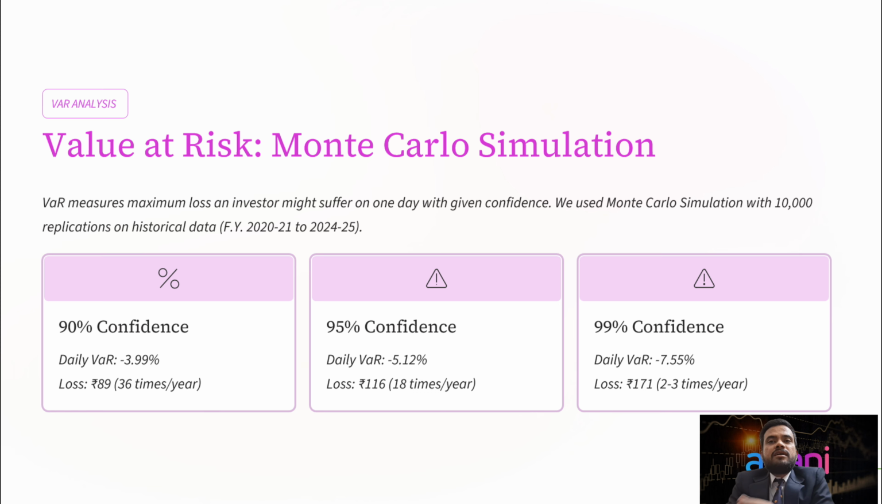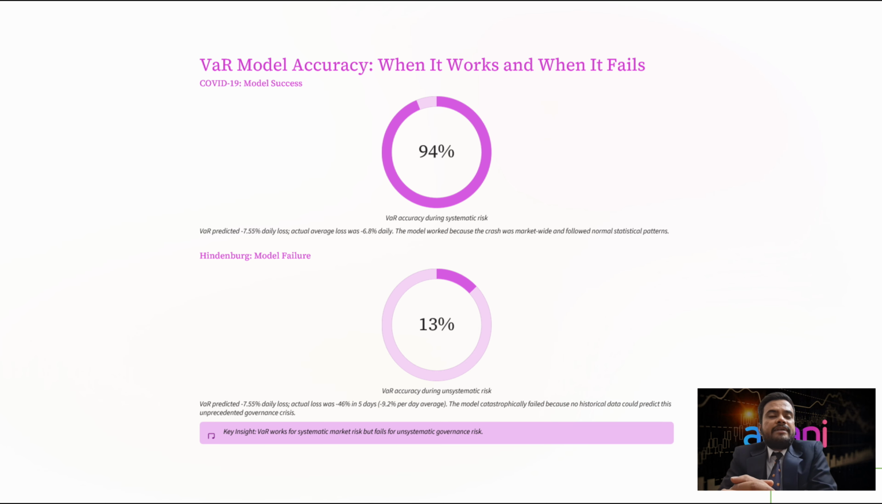Next is unsystematic risk, which is company specific risk. This includes governance issues, management decisions, regulatory concerns, and investor perception. Unsystematic risk was 14.11%, which accounts for about 73% of total volatility. The key takeaway is that most of the stock's risk is company specific rather than market related.